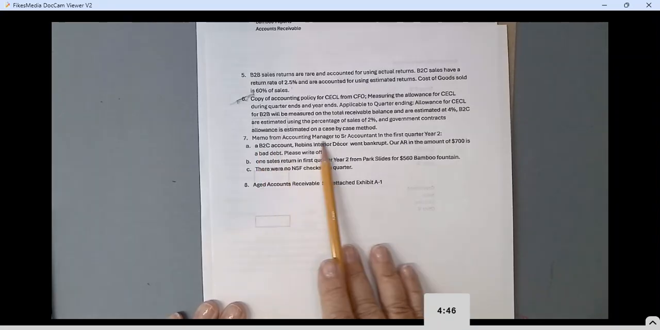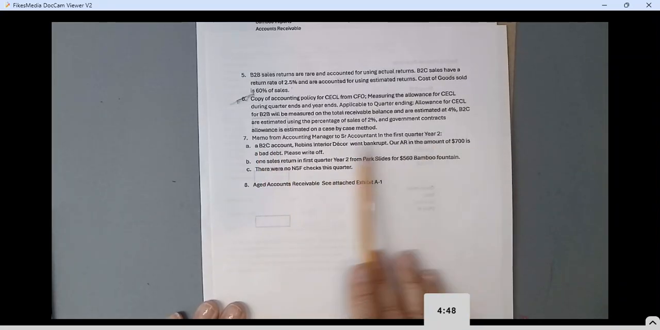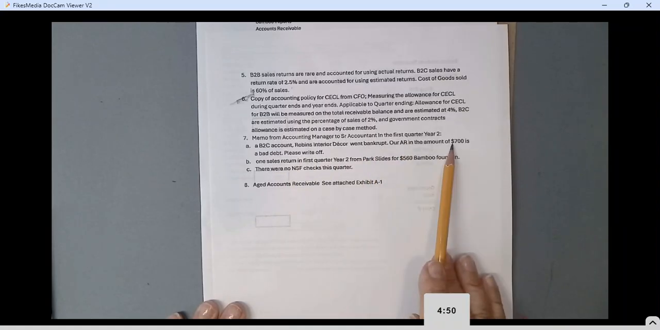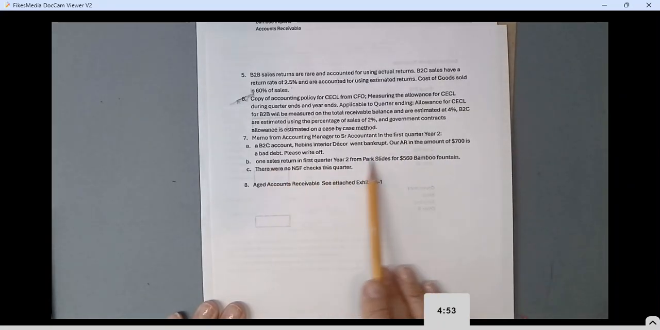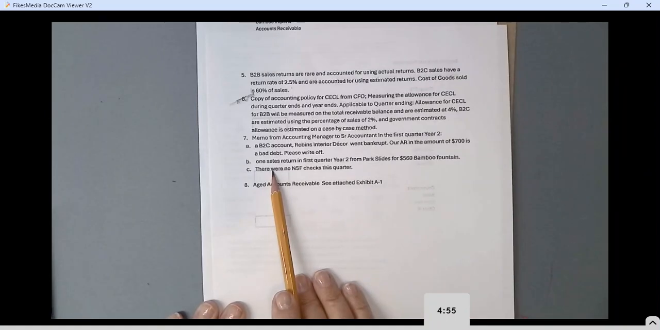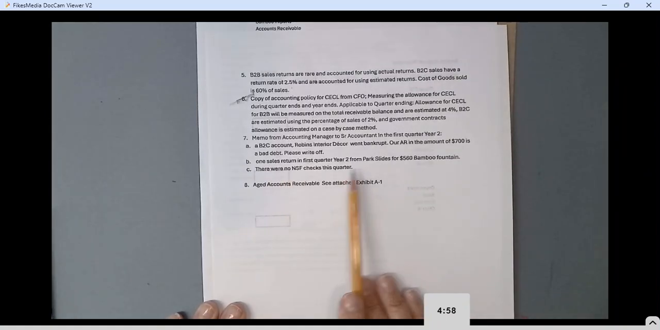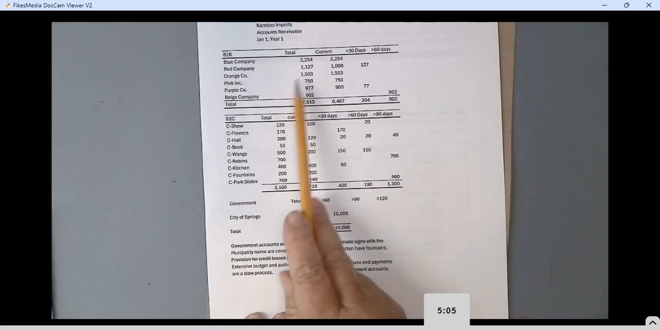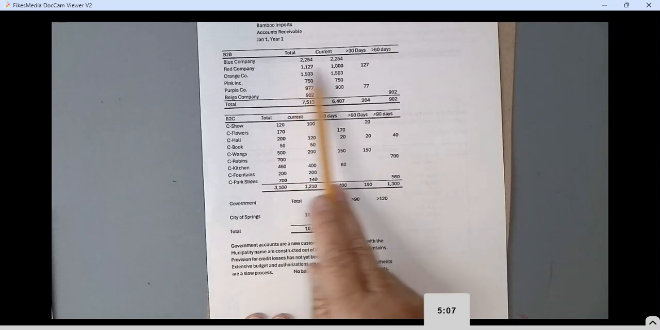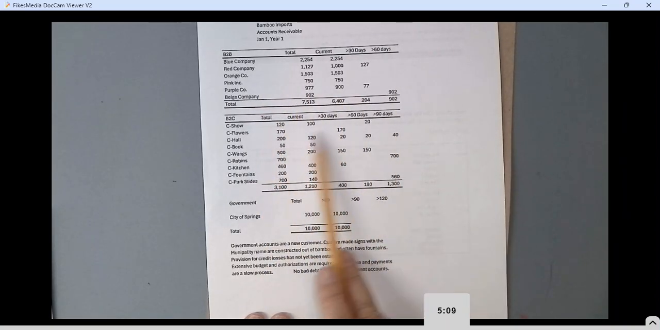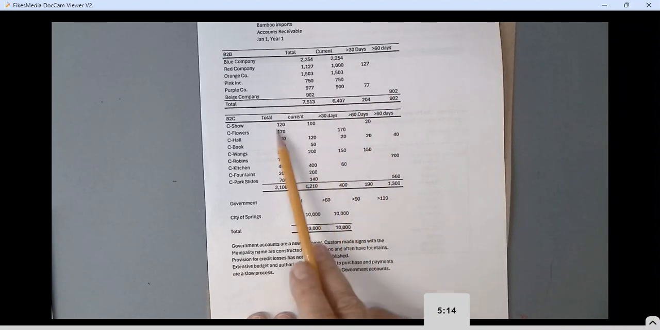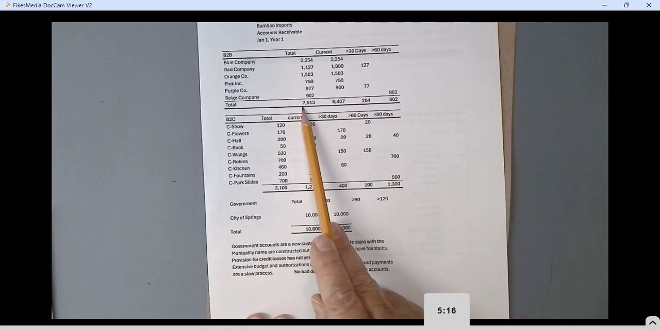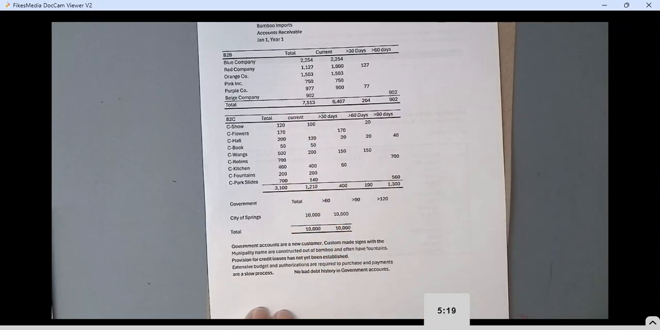Okay. A memo from the accounting manager to the senior accountant for the first quarter. Looks like I've got a bad debt, and it looks like I've got a sales return identified and no NSF checks. And I also have in my exhibits an aged accounts receivable. So I look at my aged accounts receivable, and each one of these printouts could have a different aging depending upon the policy that you have with the customer. So I could have this different. So my totals are here, here, and here.